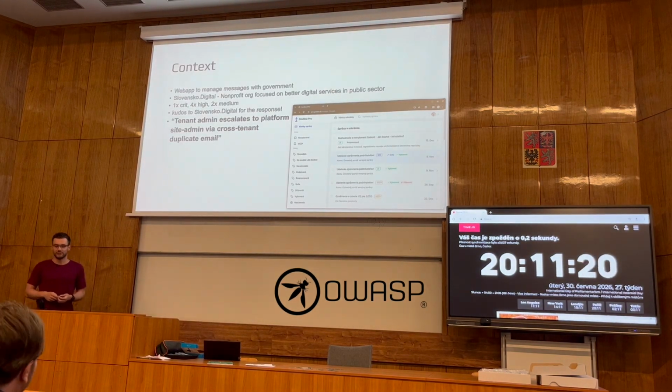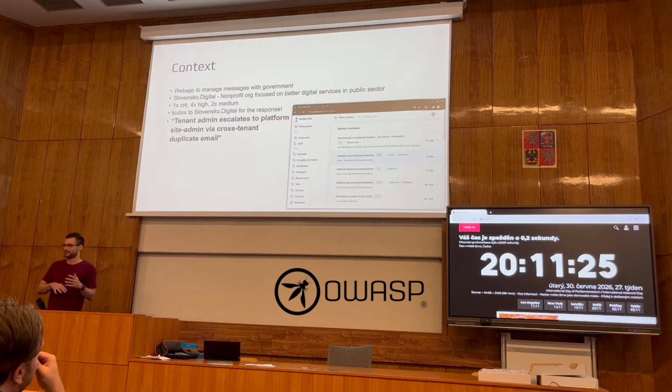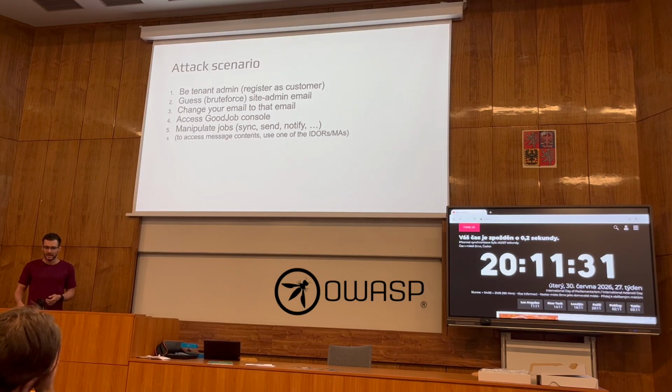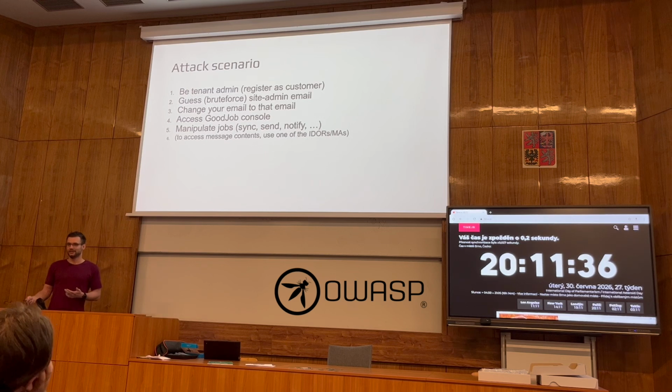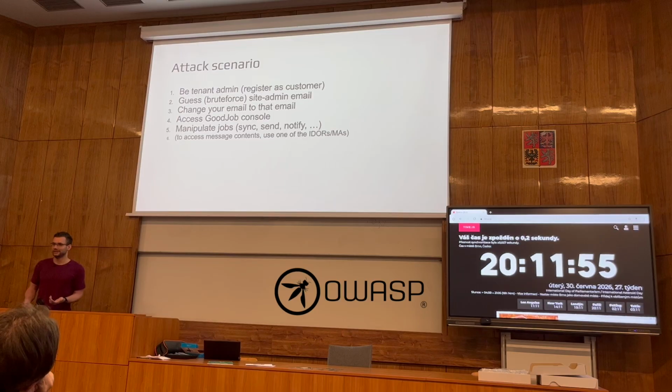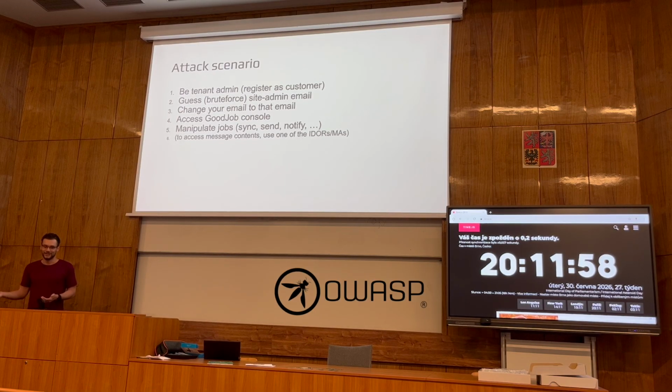One of the vulnerabilities was an escalation from tenant admin to site-wide administrator using a duplicate email. To execute it, you need to be a tenant admin. That might seem overly privileged, but it's not: if you are a customer of theirs, you are a tenant admin in your own tenant. What you need is to guess or brute force an email for the site admin, but that's really easy because there are only about 4 people working in that nonprofit, so you can take an educated guess.